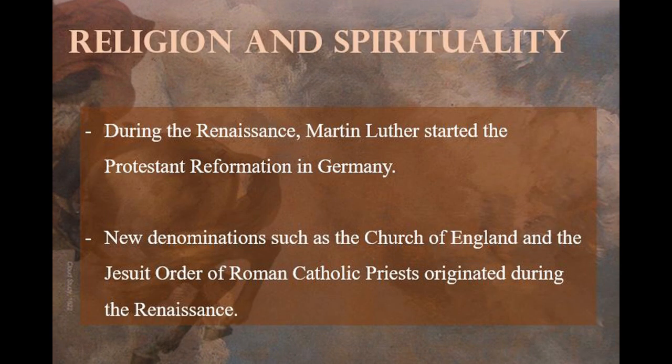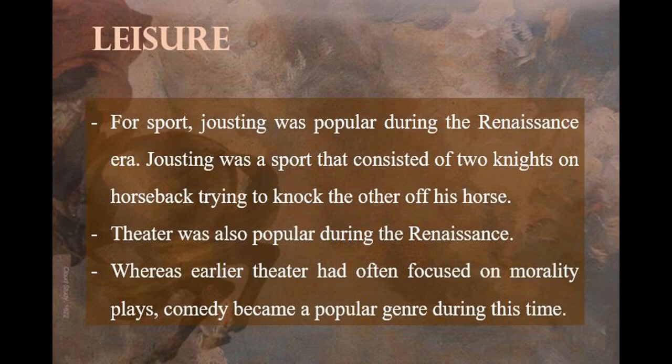3. Religion and spirituality. During the Renaissance, Martin Luther started the Protestant Reformation in Germany. New denominations such as the Church of England and the Jesuit order of Roman Catholic priests originated during the Renaissance. 4. Leisure. For sport, jousting was popular during the Renaissance era. Jousting was a sport that consisted of 2 knights on horseback trying to knock the other off his horse.